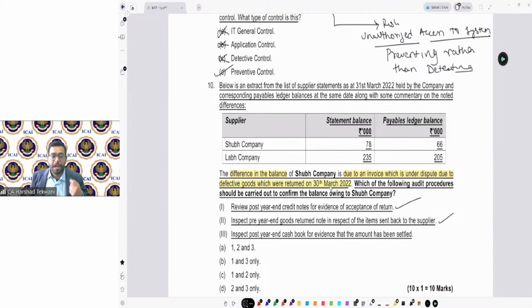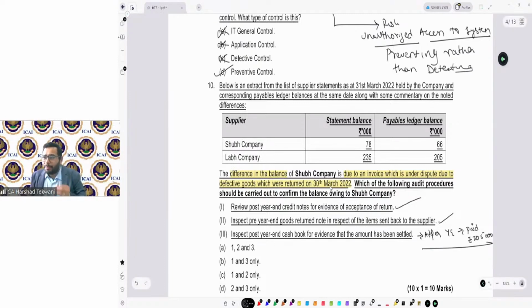Third option: inspect the post year end cash book for evidence that the amount has been settled. Let's say, for example, after year end, I paid rupees 205,000, whatever it is, the balance. I paid this much amount.